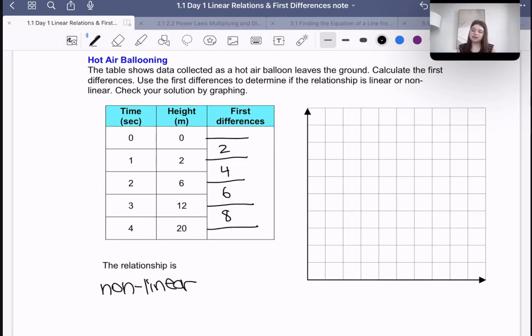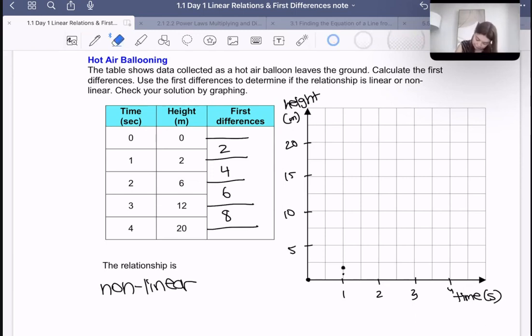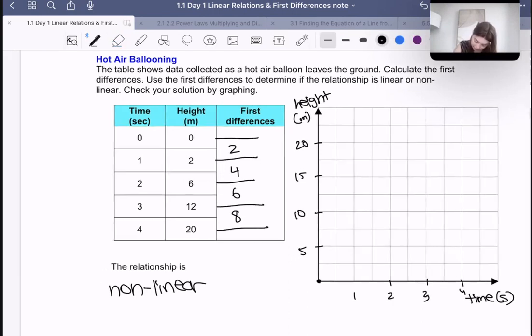So now let's check that solution by graphing. So we have 0, 0. Here we have our time in seconds. And here we have our height in meters. And let's see, we have for time in seconds 1, 2, 3, 4. And for height, we have up to 20. So 5, 10, 15, 20. That works. Awesome. Okay. So we have 0, 0. We have 1, 2. So here's 2.5. So 2 is a little less than 2.5. So we'll put that right there, a little less than 2.5.